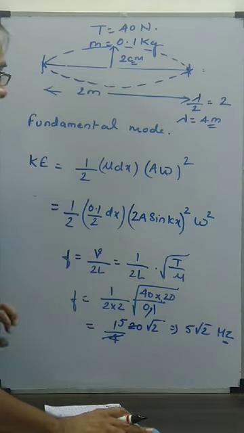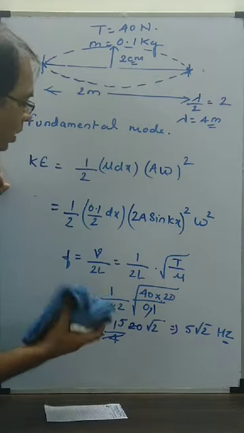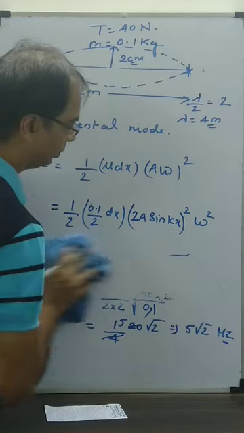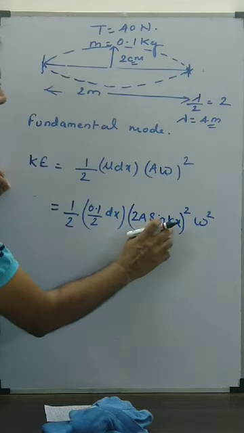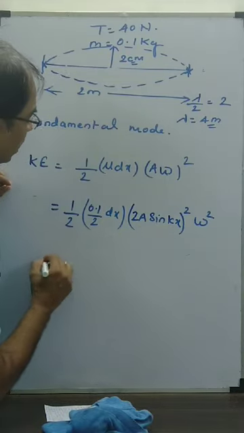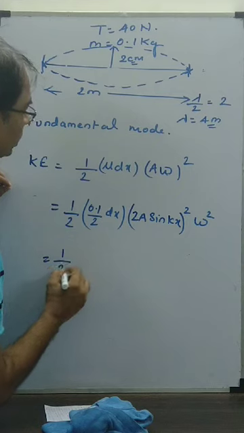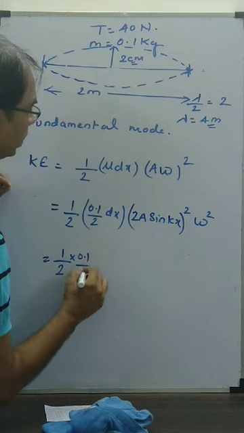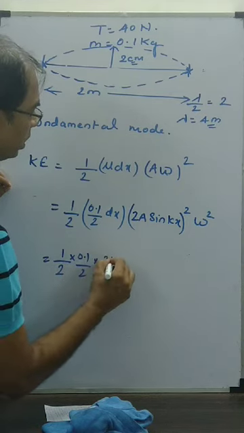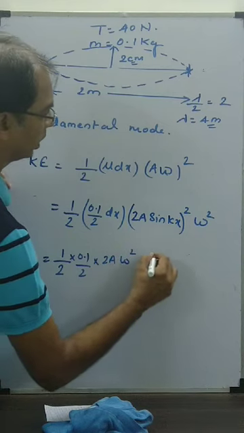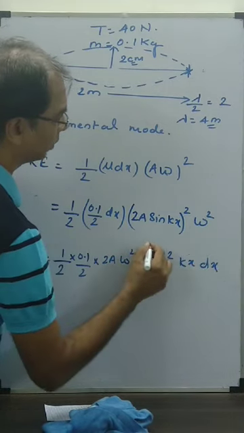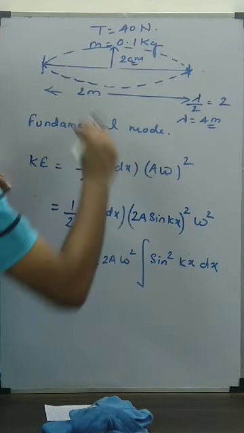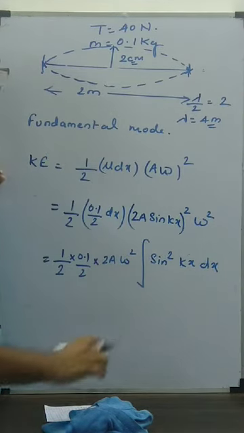But kinetic energy, how to find? Here we have to integrate this function, and the remaining things you can take out outside: 1 by 2 into 0.1 by 2 into 2a omega square, and here is sine square kx dx. Now from where to where do we have to integrate? From this point to this point.